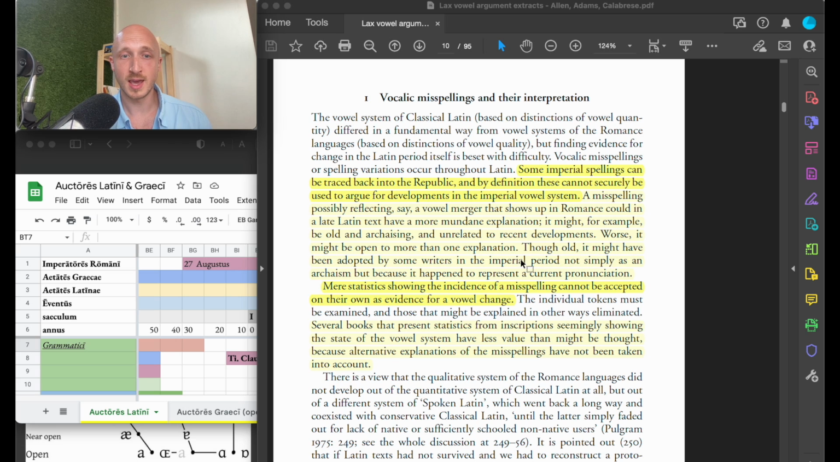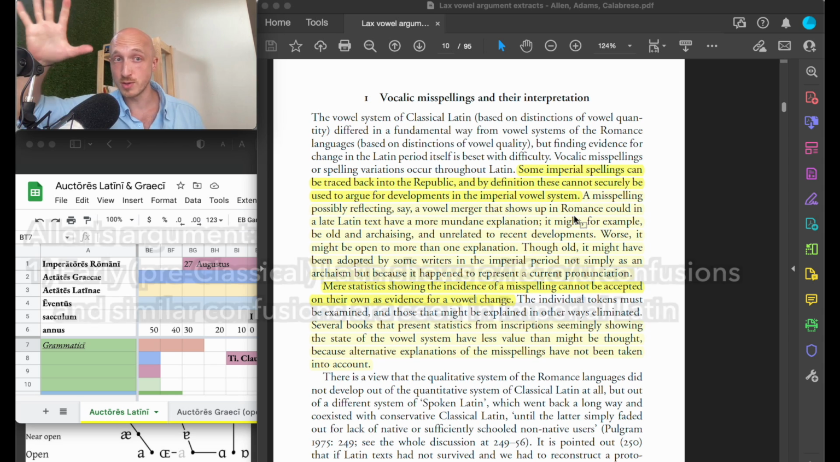Though old, it might have been adopted by some writers in the imperial period not simply as an archaism, but because it happened to represent a current pronunciation. Mere statistics showing the incidence of a misspelling cannot be accepted on their own as evidence for a vowel change. Very interesting. So, thinking again, what is the argument of Allen?